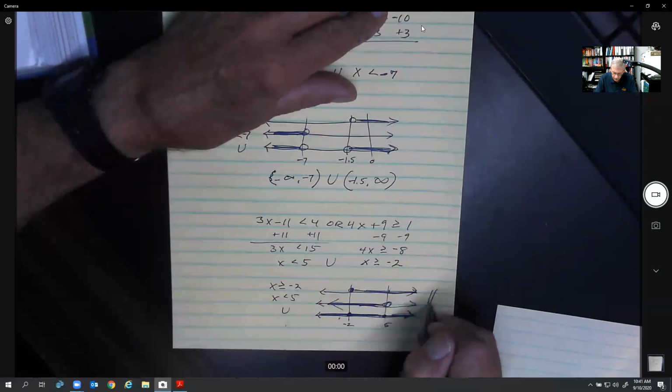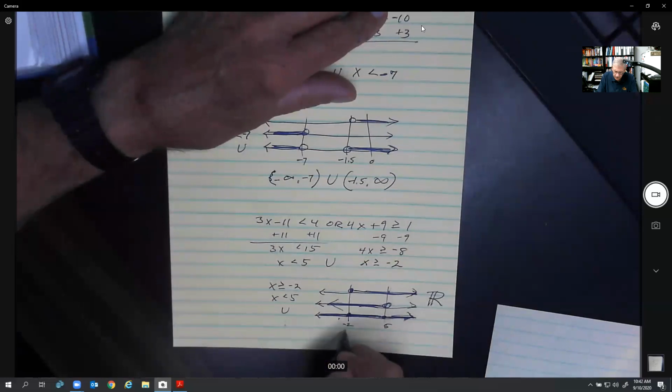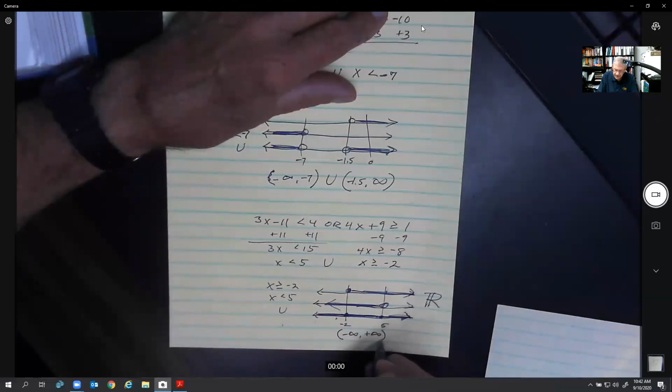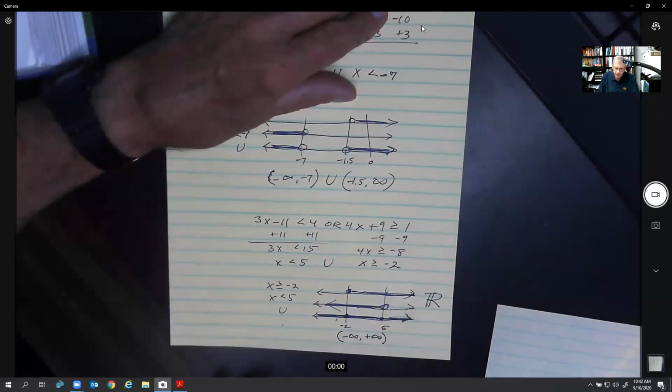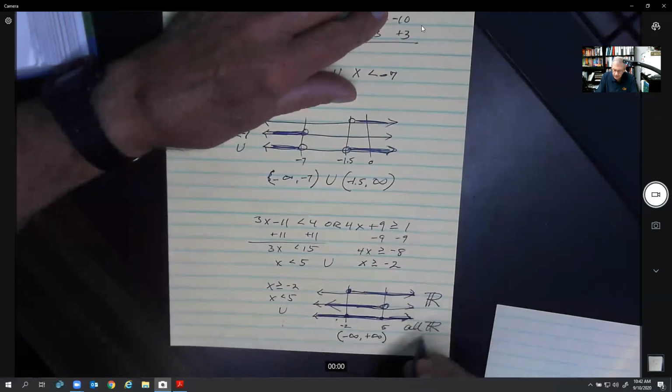This is a symbol for R, real numbers. It's everything. If we wanted a designated interval notation, it would be from negative infinity to positive infinity, like that. And that would be interval notation. Or you could just say all real numbers.